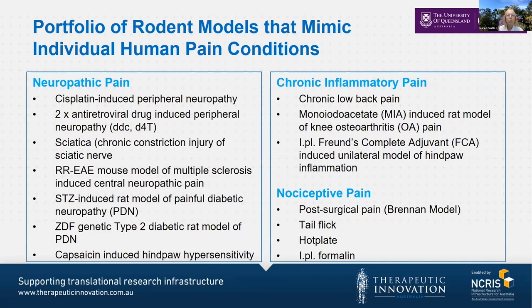The rodent pain models can be subclassified into 3 subclassifications. So there's 8 neuropathic pain models, 3 models of chronic inflammatory pain, and 4 models of nociceptive pain. And that's the type of pain that gets better by itself, such as pain post-surgery, resolving as the wound is healed.